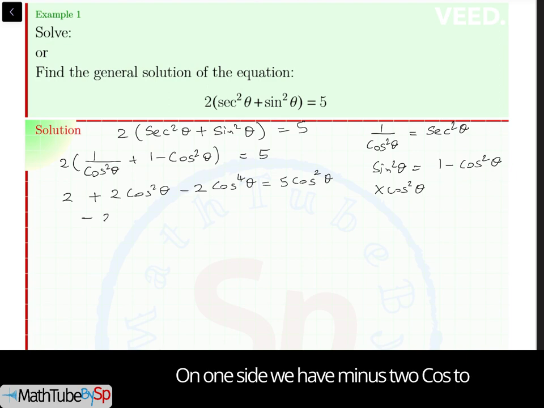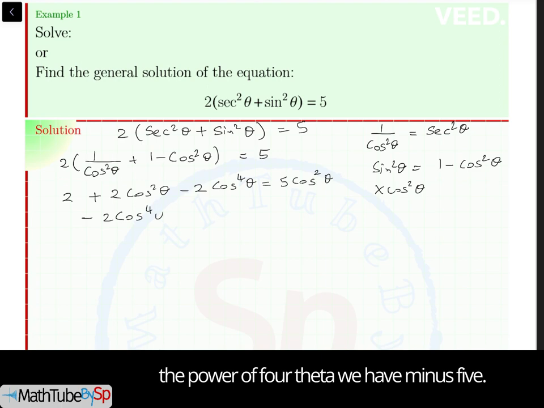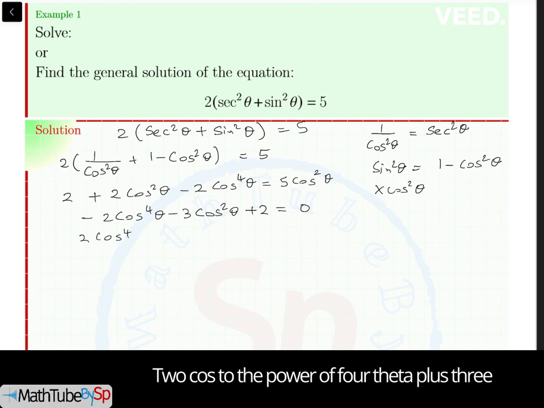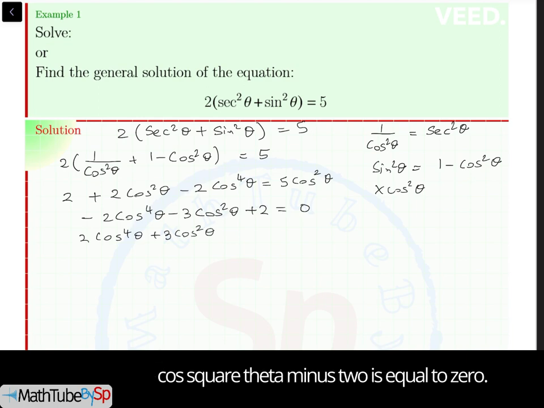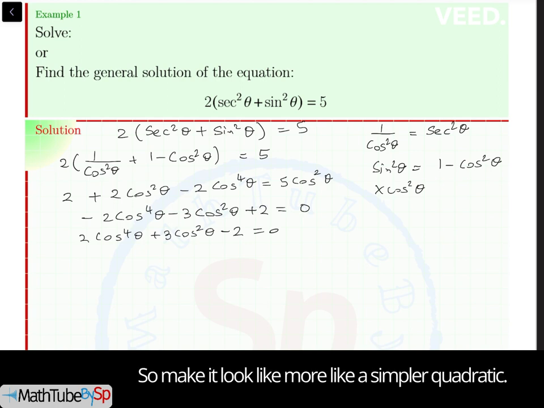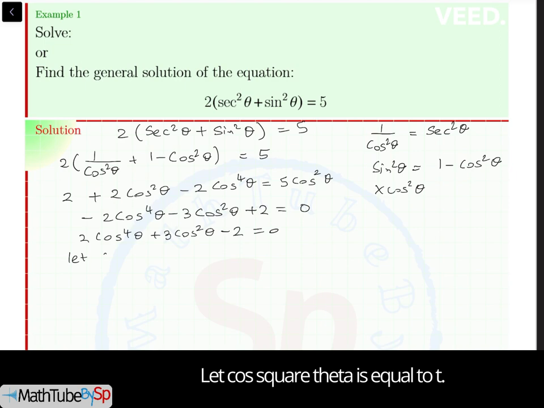We have minus cos to the power of 4 theta. We have minus 5 on this side, so minus 5 plus 1 is minus 4 cos square theta, plus 1 is equal to 0. Let's multiply by minus 1 to make it neater, with the leading term being positive: cos to the power of 4 theta plus 4 cos square theta minus 1 is equal to 0. Let's do a little bit of substitution to make it look like a simpler quadratic. Let cos square theta be equal to t.